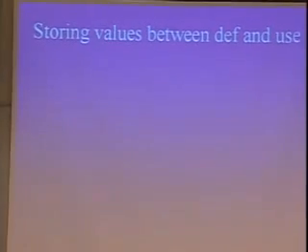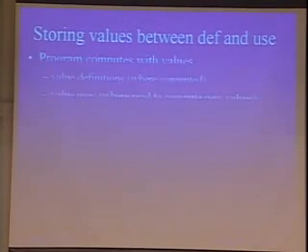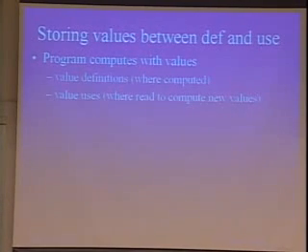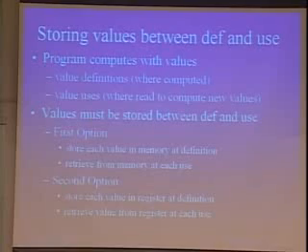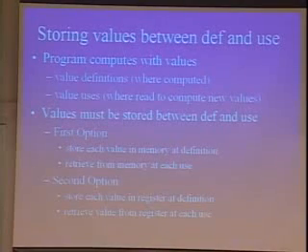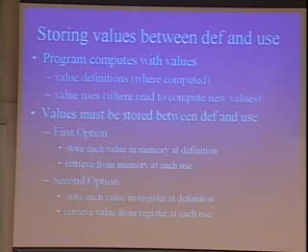So why are we doing this? We basically want to store values between a definition and a use. So what happens is programs compute values, and at the value definition point, something gets assigned to a left-hand side, and then there are some uses of the values later that read those values. And we have two choices between definition and use. The first choice is to store everything in memory. That's what you guys are doing right now, and retrieve from memory for each use.